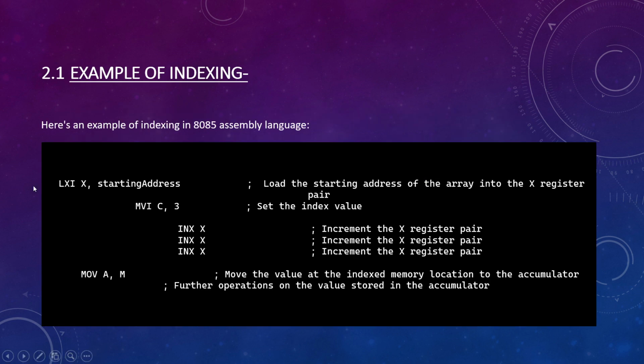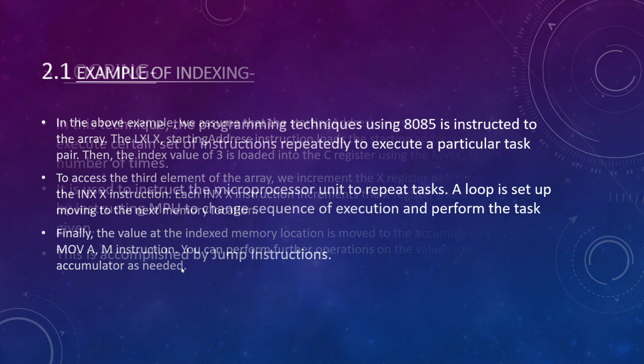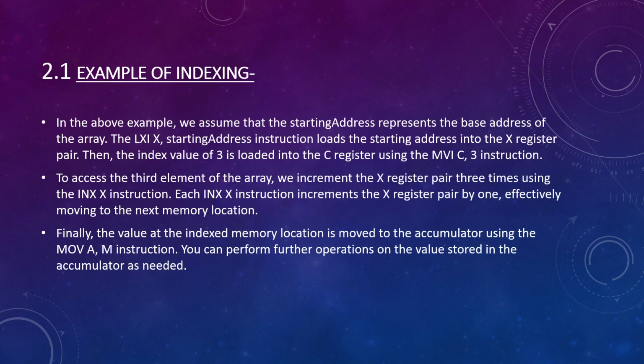This load accumulator X instruction loads the starting address of the array into the X register pair. Then the index value 3 is stored in the register C. Then we increment the X register pair value.